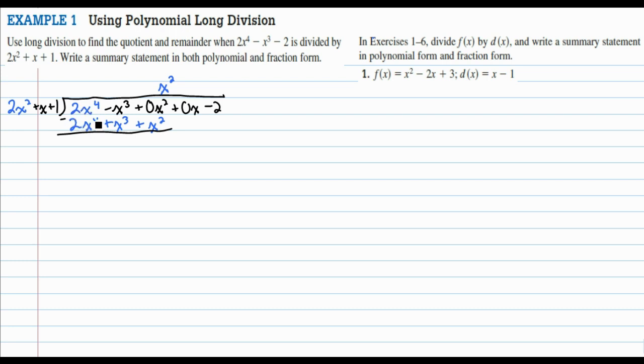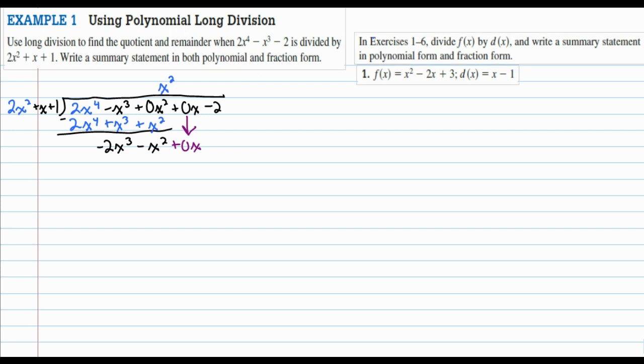2x to the fourth minus 2x to the fourth is 0. That is the way it should be, always. Negative x cubed minus x cubed is negative 2x cubed. Then we've got 0x squared minus x squared, which would be negative 1x squared. Now I'm going to drop down a new term, plus 0x. One additional term gets dropped down. I need 3 terms each time, so I have something to work with for each of these subtraction terms.